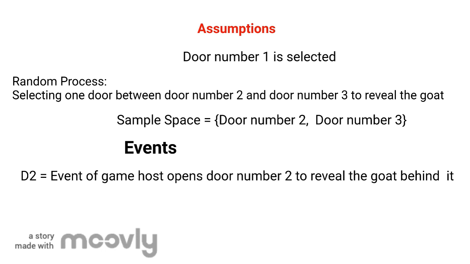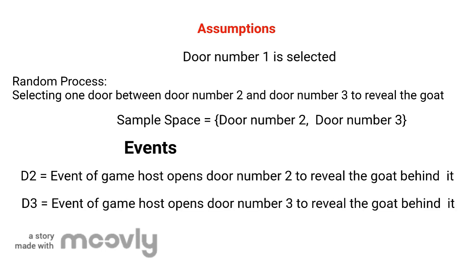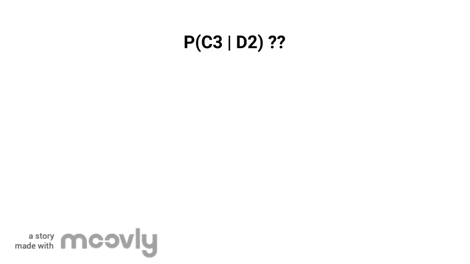Similarly, we can define the other two events for door number 1 and door number 2 as shown here. Now, our task is to find the probability of a goat behind door number 3, given that we have selected door number 1, and the game host opened door number 2 to reveal the goat. It can be written as P of C3 given D2. Using Bayesian theorem, we can write the equation as shown here.